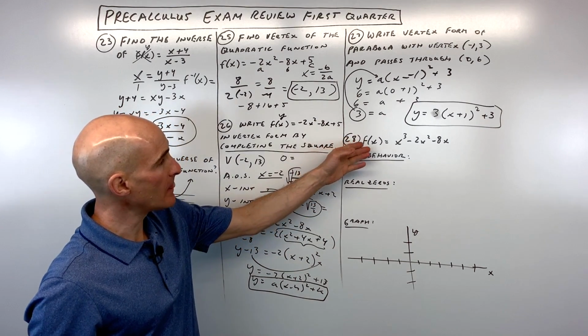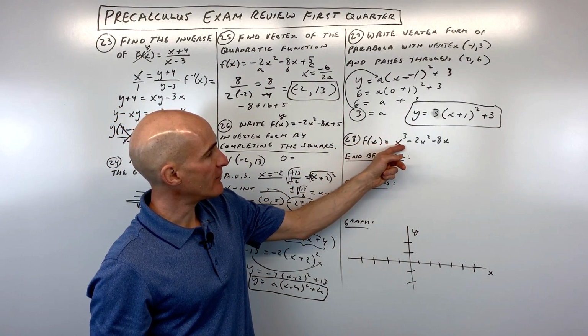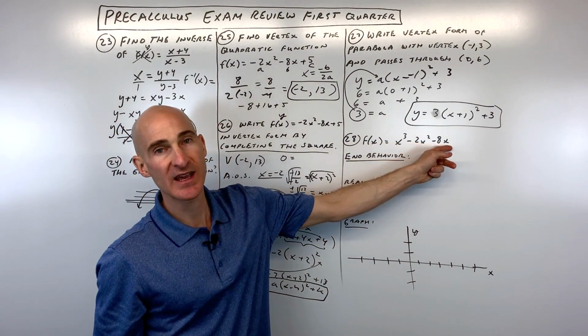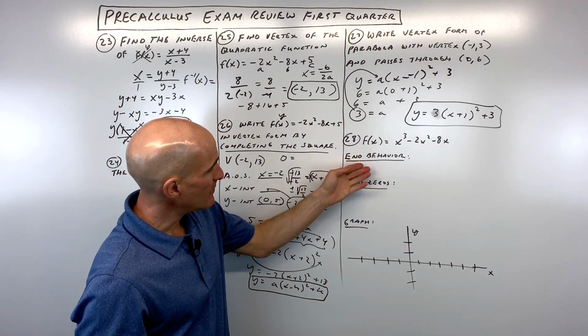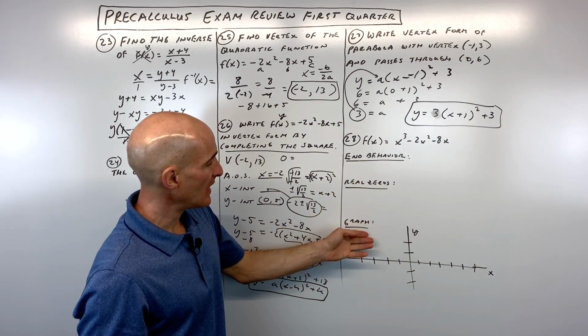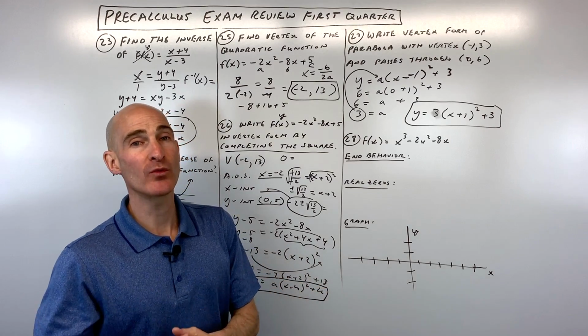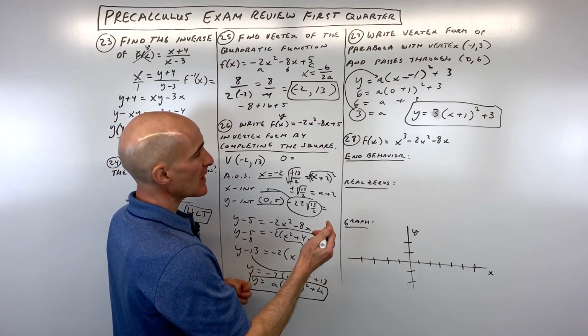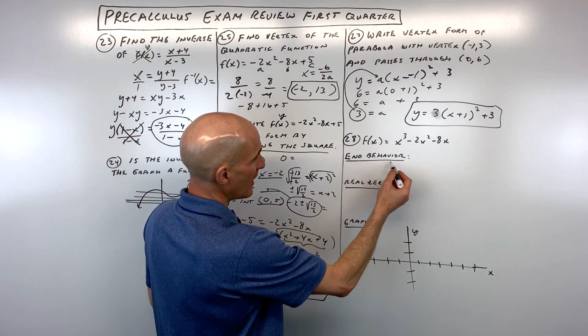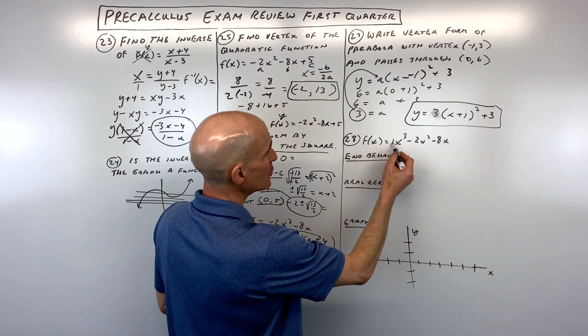Okay, for number 28, they're giving us a function, f of x equals x cubed minus 2x squared minus 8x. And then it wants to know the end behavior, the real zeros, and it wants us to graph it. So we're working with graphing polynomials. The first thing I would do is look at the end behavior, and what you want to do is look at that leading coefficient.